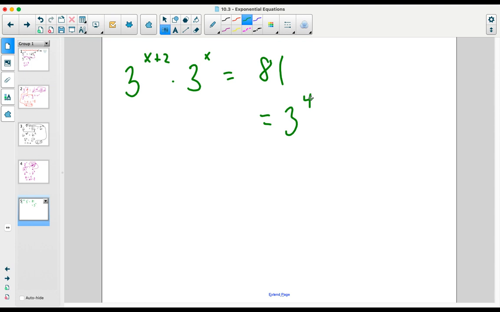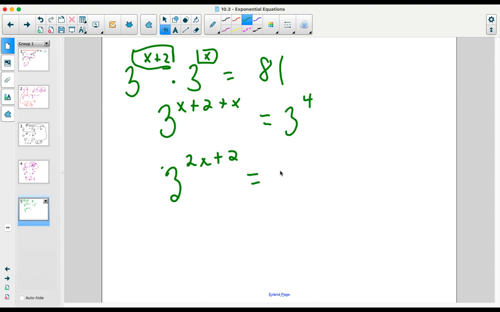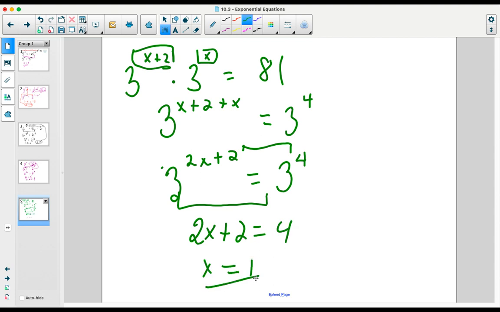Now, we did not have a mechanism for solving this when there were 2 instances of the variable, but that's where our understanding of the exponent laws comes in. If I am multiplying together 2 expressions that have the same base, I'm going to add the exponents. And I can rewrite that left-hand side as having a singular exponent on a singular base. 3 to the 2x plus 2 is equal to 3 to the 4th. Because these bases match, I can now write an equation that sets the 2 exponents equal to each other. And I solve, and I get that x is equal to 1. If you back check that answer, this becomes a 3, that becomes a 1, and that is all multiplied together to make 81, so that works.